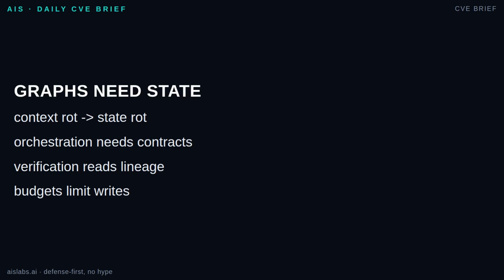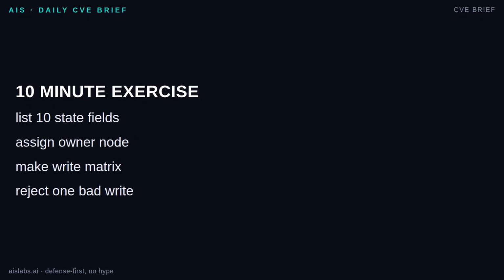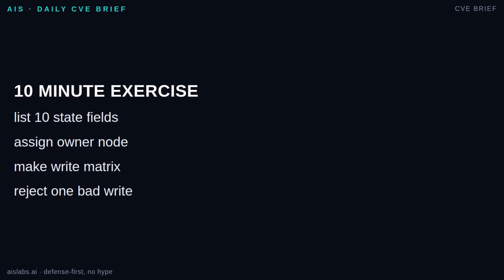Pick one automation you already run. Open its shared state object, memory document, database row, or task JSON. List 10 fields that downstream steps read. For each one, write the type: string, boolean, enum, list of URLs, artifact identifier, whatever is real. Then write the owner node. Then make a tiny matrix. Rows are nodes, columns are fields, cells are yes or no for writing.